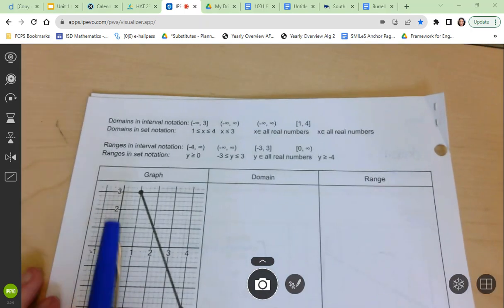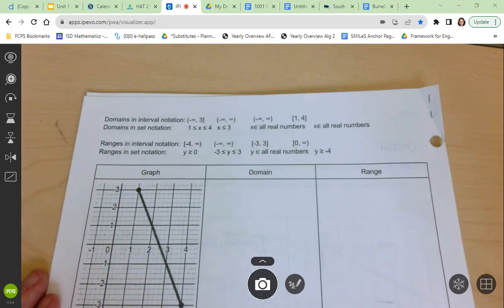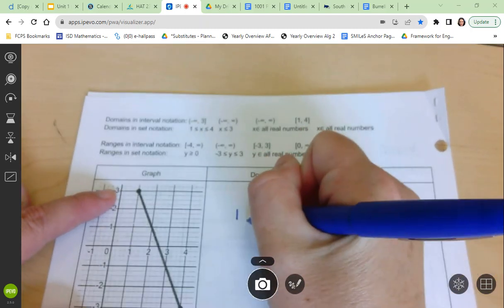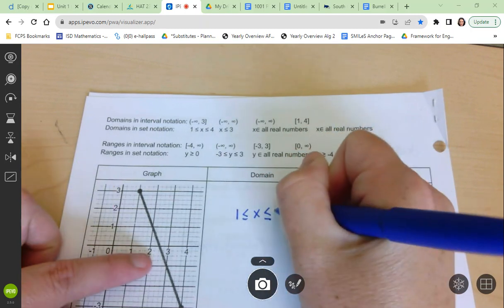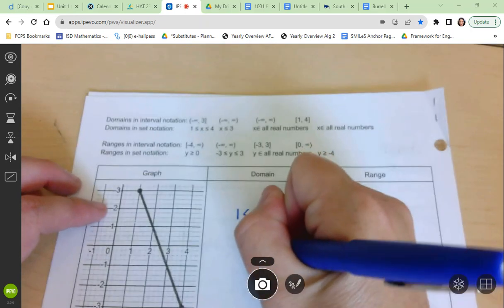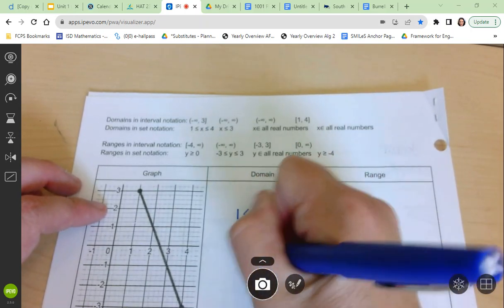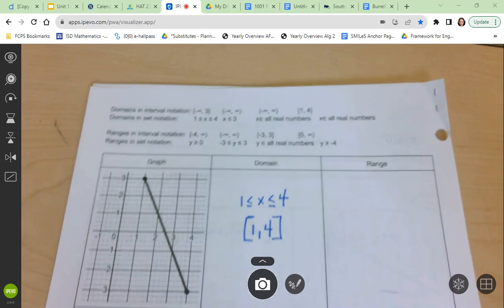Okay, first one, raise your hand if you want to share the domain, the X values. Go ahead, Elle. One is less than or equal to... Good. And then 1 and 4. And on this 1 and 4, I would like you to make sure you have square brackets, because square brackets mean including the endpoints. Remember the endpoints are colored in? So 2 different ways to write the domain.